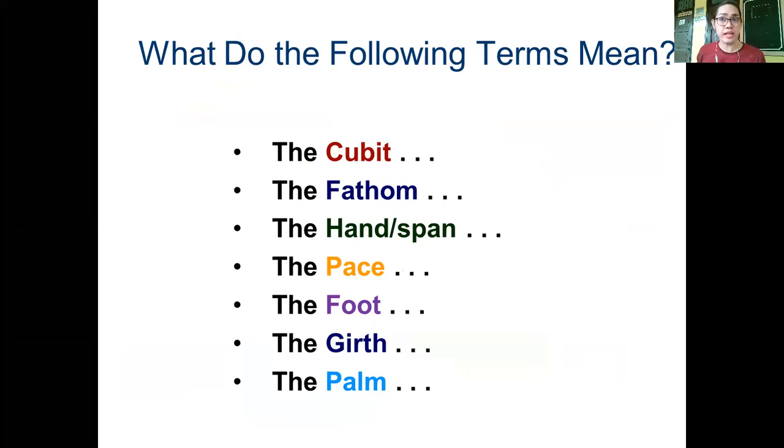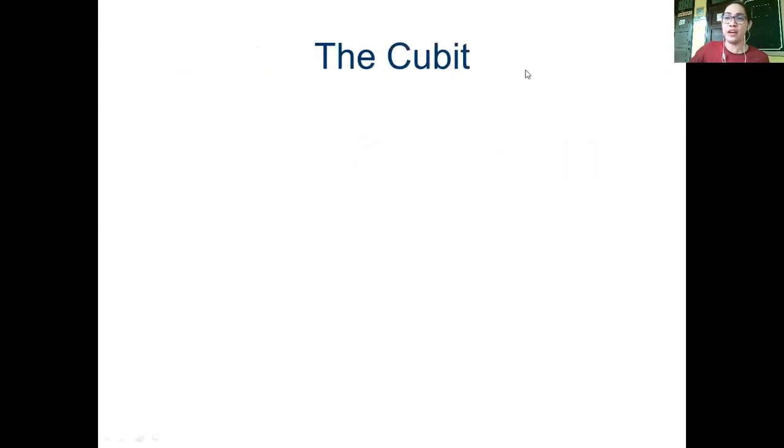Some of you have encountered some of the terms presented on the screen, but there are also some terms that you have not yet encountered. Or maybe I am the only one who hasn't encountered some of these terms. Okay, so let's try to define those terms as part of the introduction to our discussions in the history of measurement.